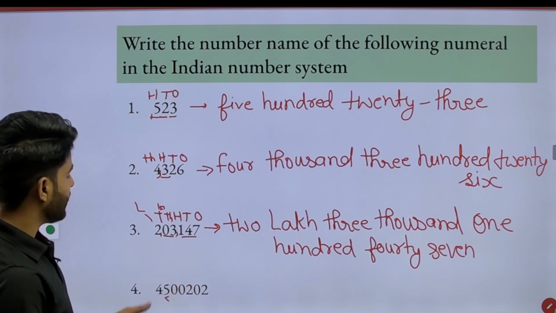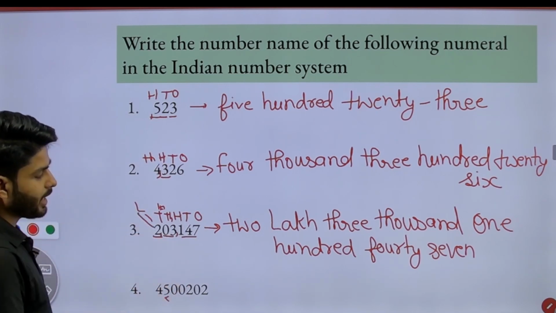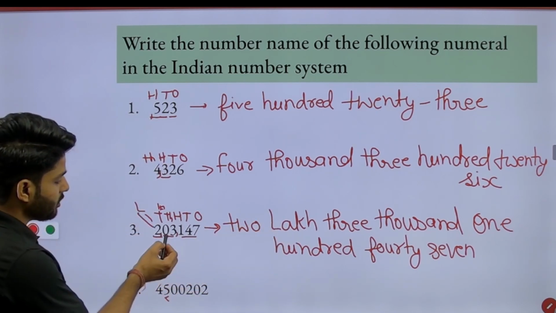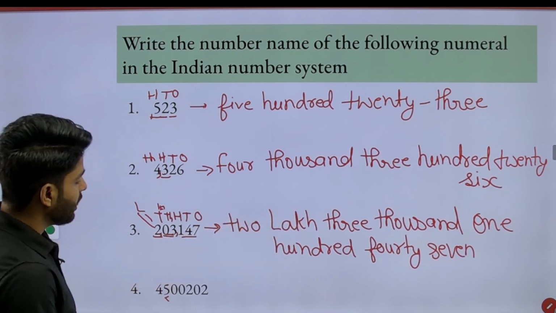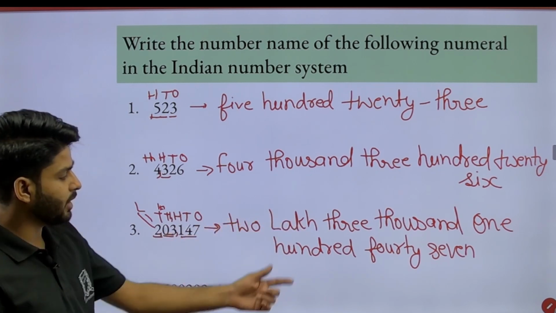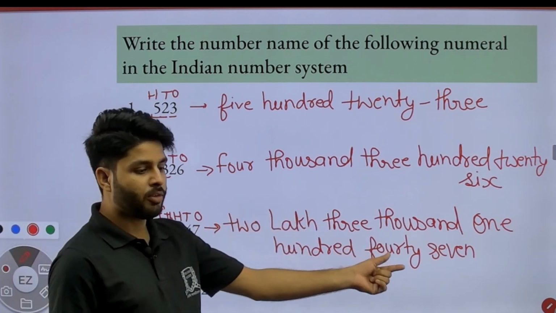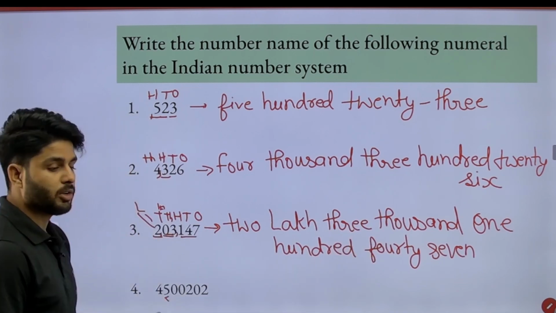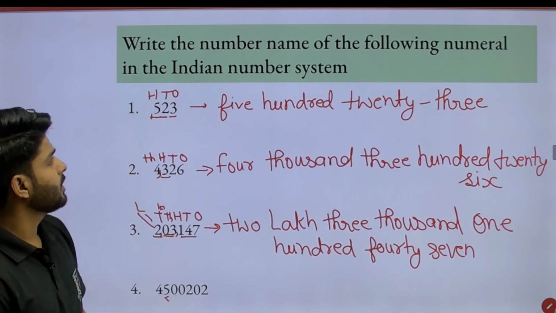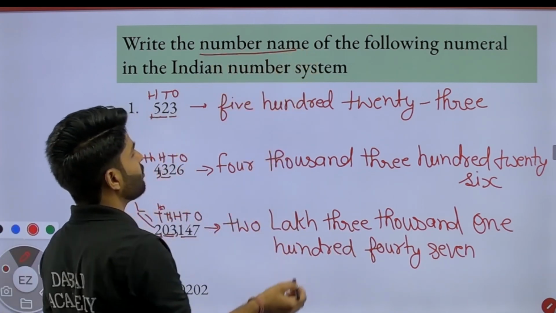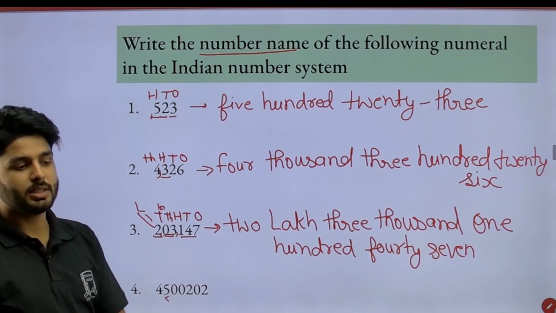Then we can clearly see 2 in the place of lakh, so we write it as 2 lakh. Then we have 03, which means 3, that is 3,000. 1 in the place of hundred, that is 100, and 47 is 47. In the same way, you have to do this question by yourself. This is the number name of the following numeral according to the Indian number system.